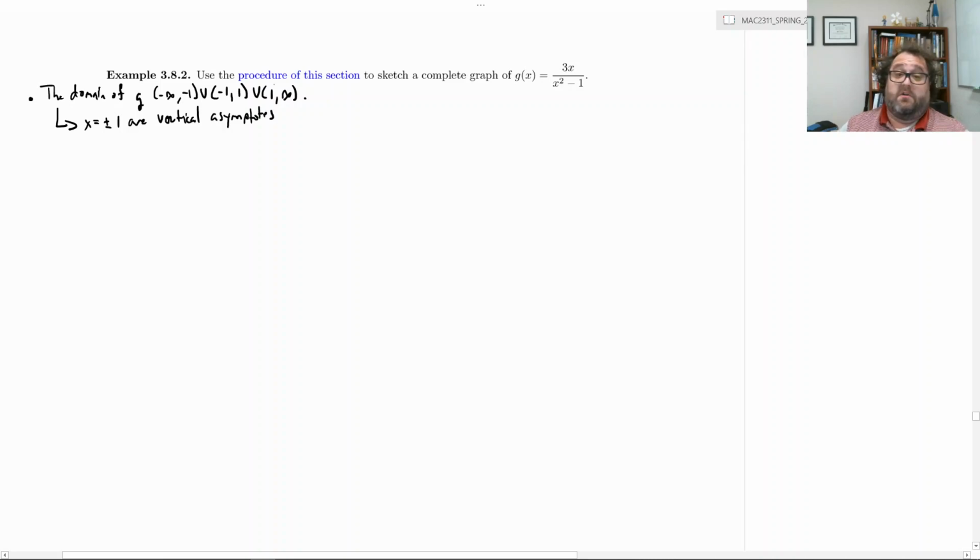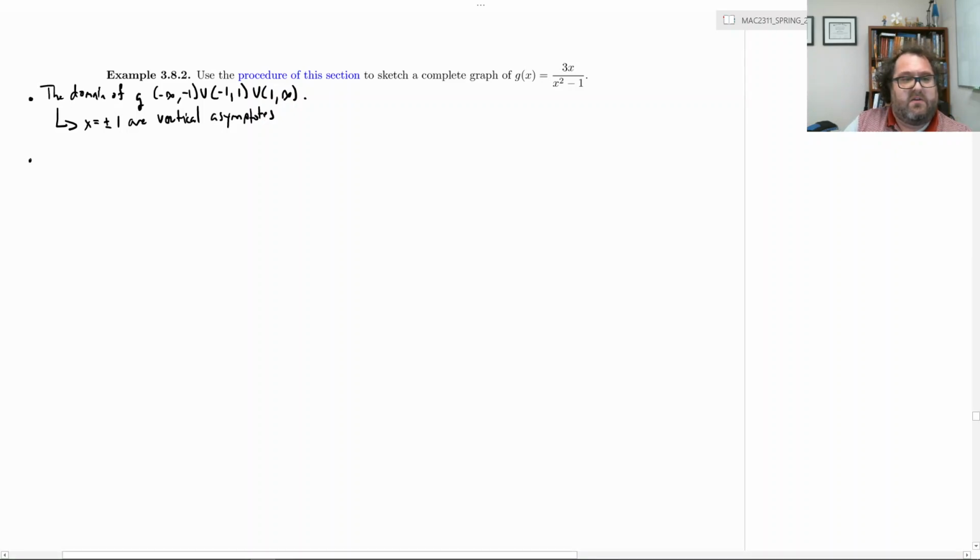So that gives us a very good idea of what's going on just right off the bat. We have two vertical asymptotes. Okay, so that's important to see. Let's do other algebra. Let's find the y-intercept and the x-intercepts, if there are any.